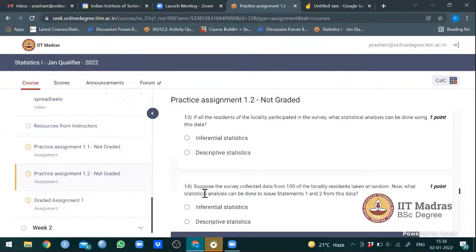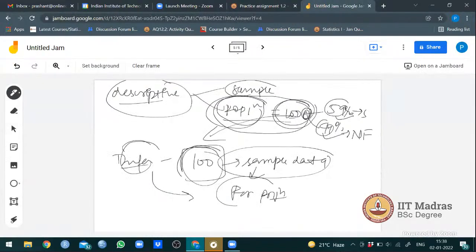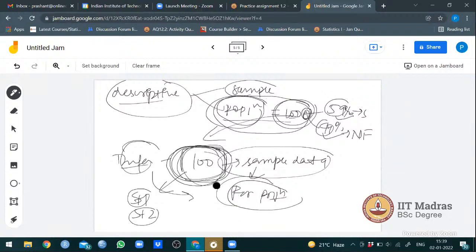See, in 14 it is saying that a survey collected data from 100 of the locality, which means there is a sample of 100 people. On the behalf of those 100, he is making two statements, statement 1 and statement 2. So on the behalf of the sample, he is making the prediction, the conclusion for the population. That's why it will come under inferential statistics.